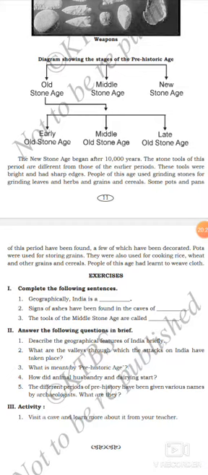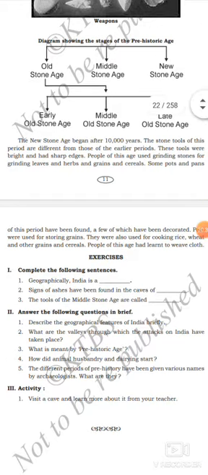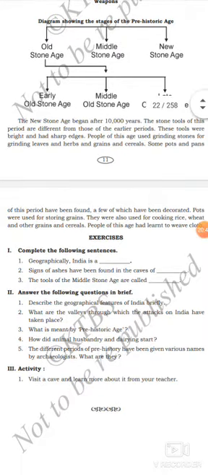Now the homework is, 4 questions. Question number 1, describe the geographical features of India briefly. Second question, what are the valleys through which the attacks on India were taking place? Third one, what is meant by prehistoric age? Fourth one, how did animal husbandry and dairying start? These 4 questions are homework for you.